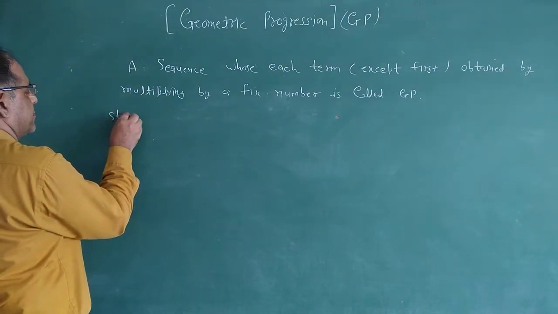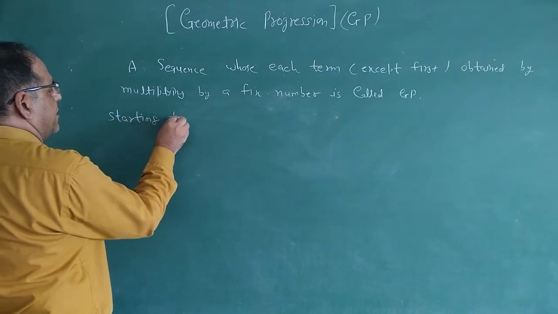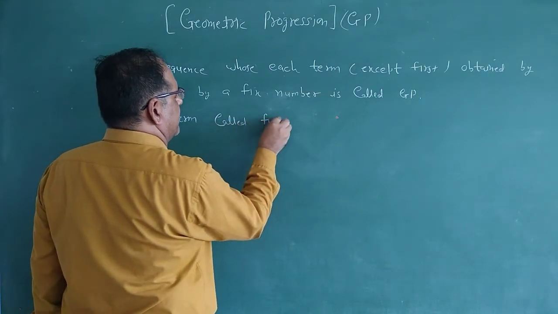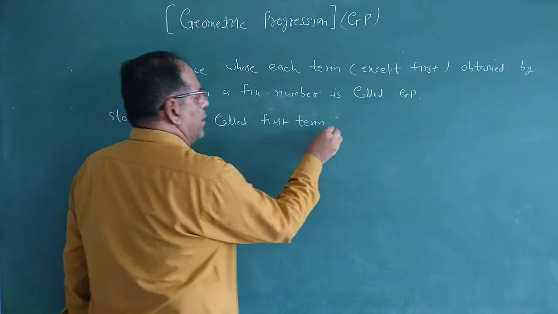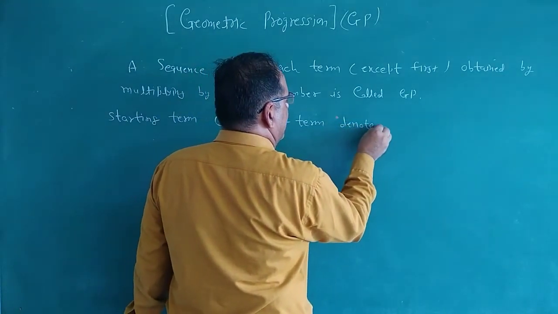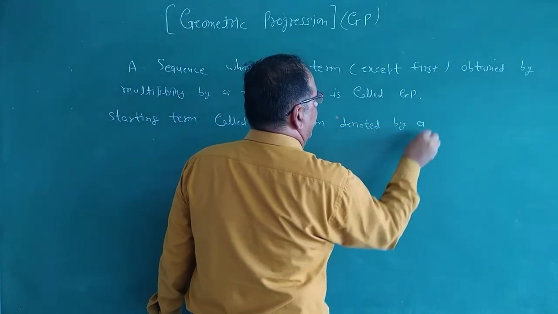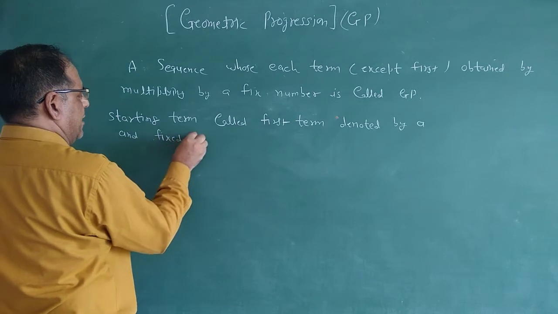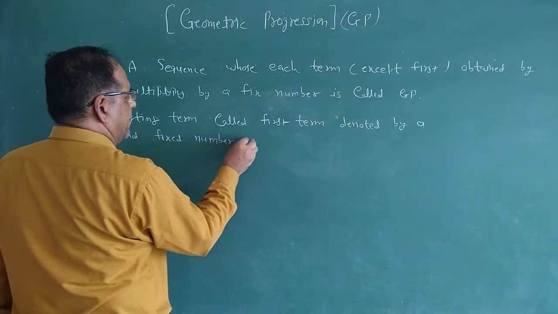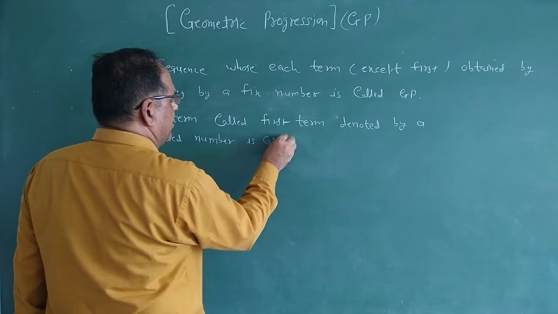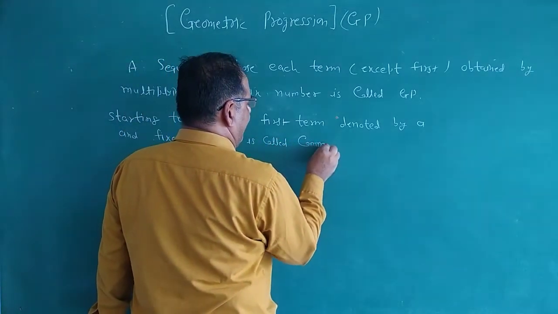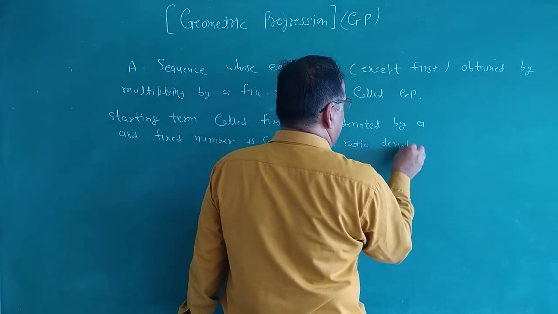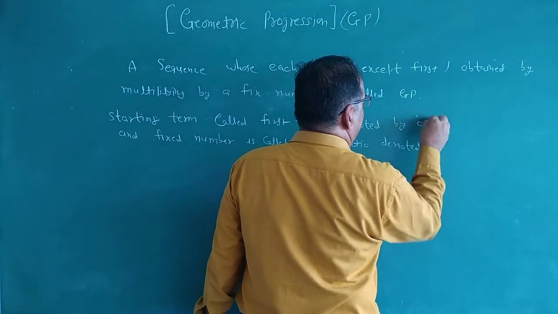The starting term is called the first term, denoted by A, and the fixed number is called the common ratio, denoted by R.